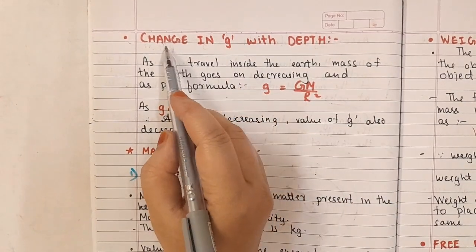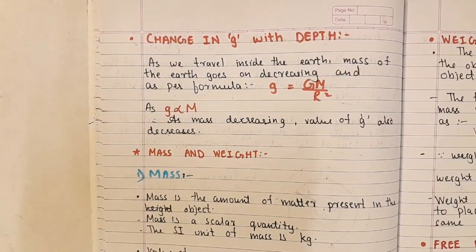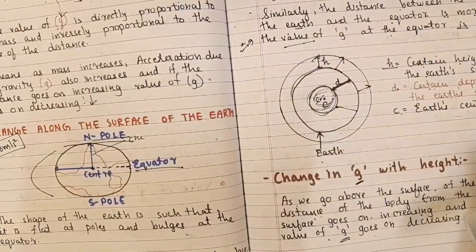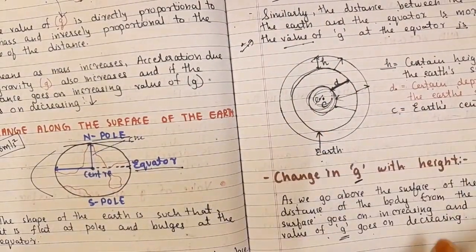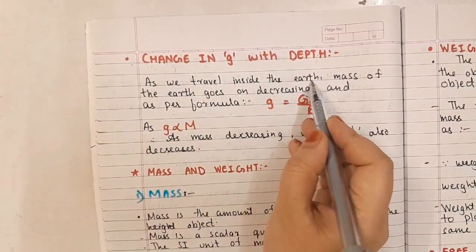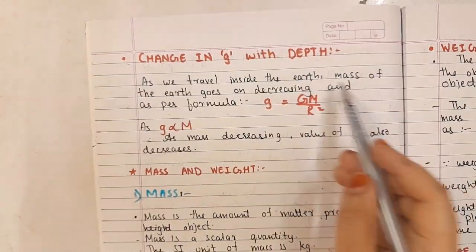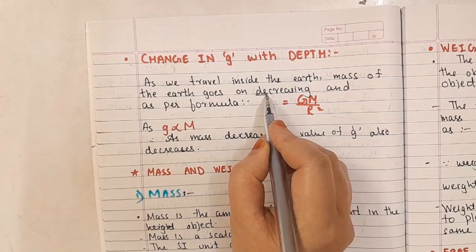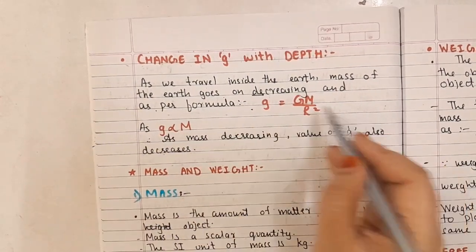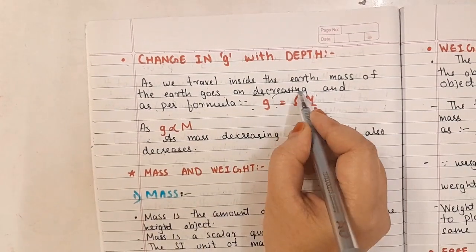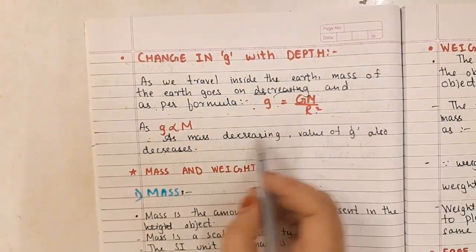And now we will see the change in value of g with depth. That means inside the earth, at a certain depth below the earth's surface, how does it change? As we travel inside the earth, the mass of the earth goes on decreasing. And as per the formula, g equals GM upon r square, as g is directly proportional to M, therefore mass is decreasing.